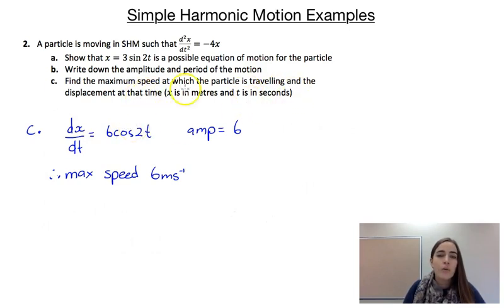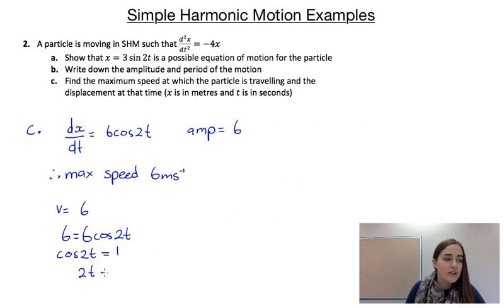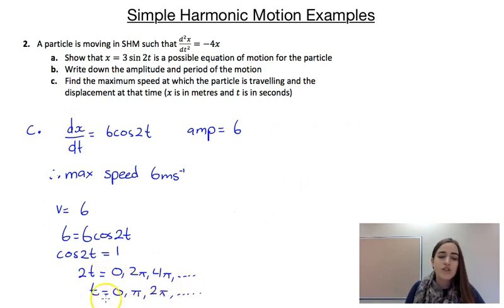But then we have to find when that happens and what its displacement is at that time. So we need to find t to give us a maximum of 6. So we're going to set v equal to 6. So we'd have 6 equal to 6 cos 2t, which means that cos 2t is equal to 1. And that means that 2t would have to be equal to 0, 2 pi, 4 pi, and so on. And that's looking at the graph of our cos function, which would mean that t would have to be equal to 0, pi, 2 pi, and so on. So these are all of the times when it's going to hit that maximum speed.